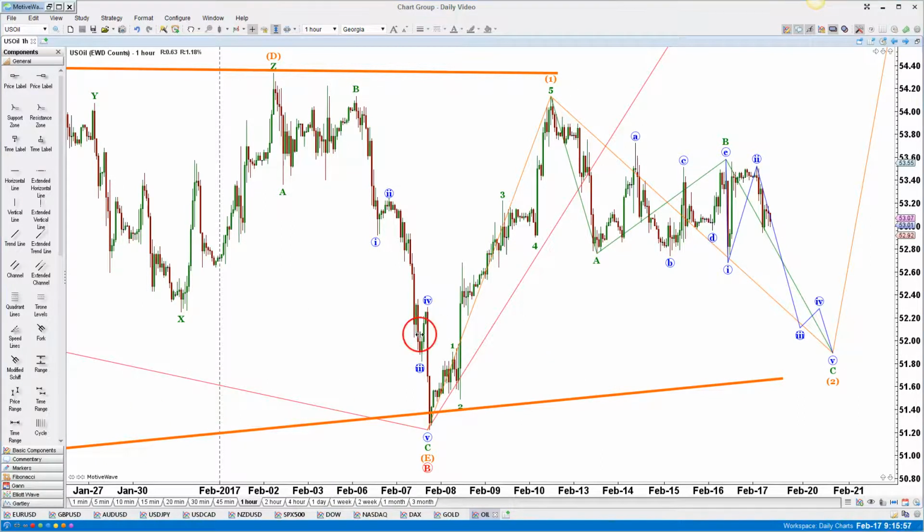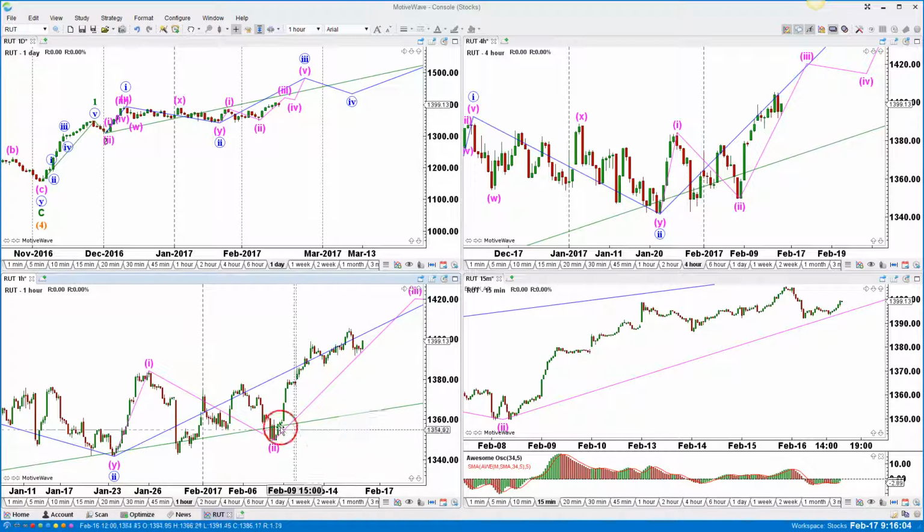And finally, here we have the Russell that continues adding momentum to the bullish move. Our target has been met this week, both targets, and now it's continuing the move up. So that's going to be the plan for today.